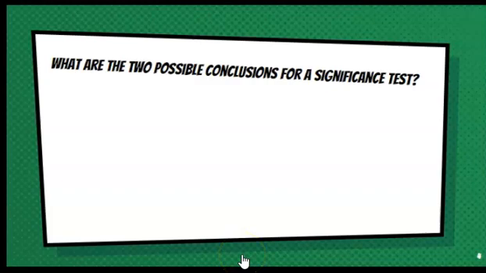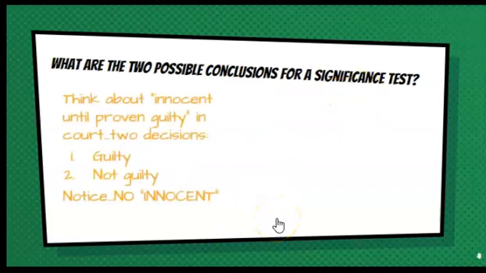All right, so what are two possible conclusions for a significance test? We've kind of modeled this, but I want to talk in theory for a moment. So it's easiest to think about this as innocent until proven guilty in our court system. In the court system, there's two decisions that a jury can make. Either they find them guilty or they find them not guilty. Notice that we don't ever find someone innocent, okay? The claim is that this person is guilty. But my job as a defense attorney is to show that there's not enough evidence to prove them guilty. That doesn't mean they're innocent, but there's not enough evidence to prove them guilty beyond the shadow of a doubt.